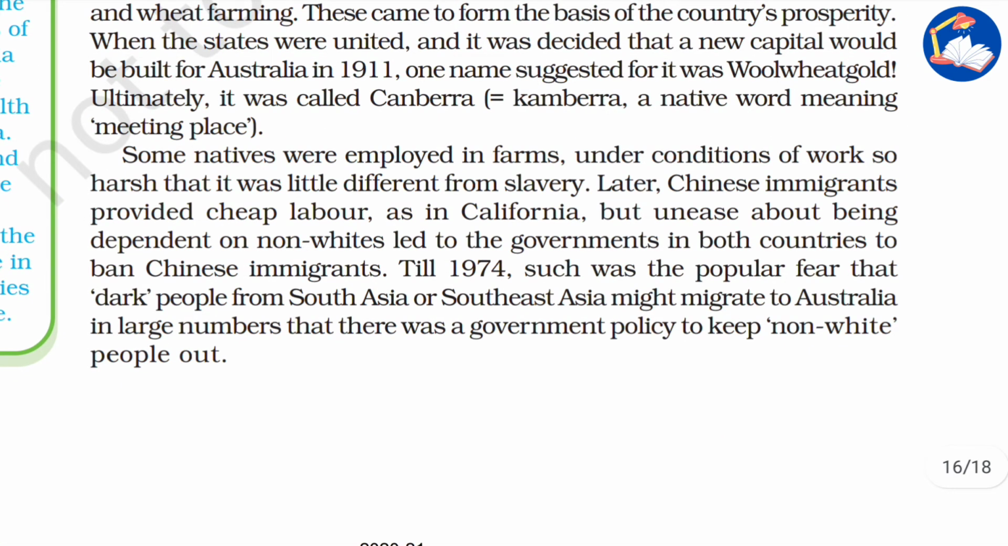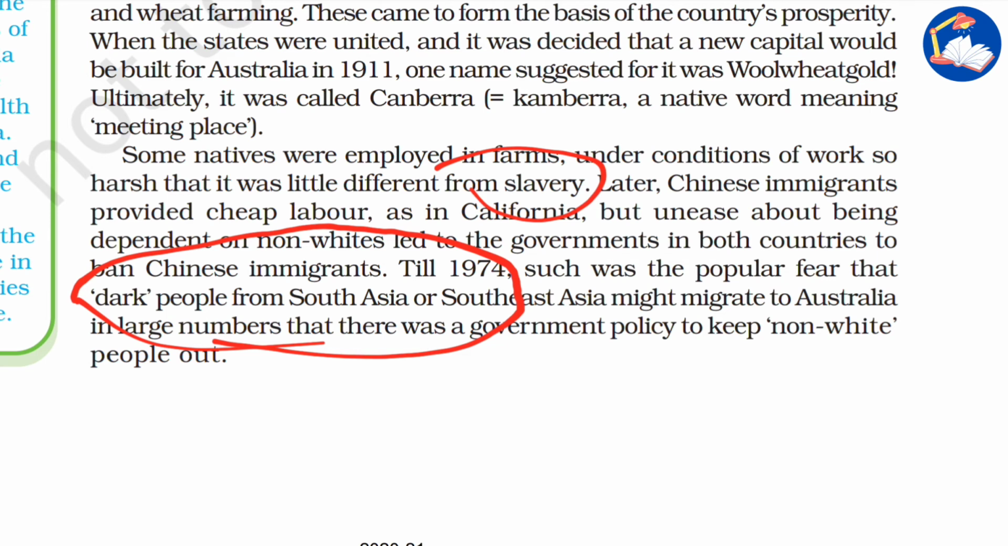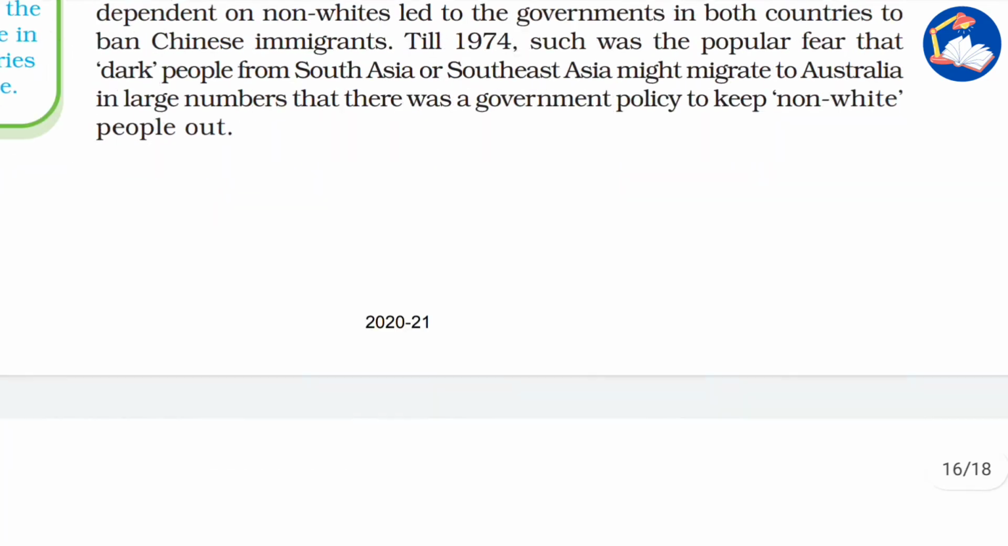In this case, the conditions of work for the natives were harsh, little different from slavery. Later, the Chinese immigrants came and provided cheap labor. There was also fear that the Chinese would dominate the Europeans, so Chinese immigrants were banned. It was also thought that dark people from South Asia or Southeast Asia might migrate to Australia in large numbers, and there was a policy to keep non-white people out.